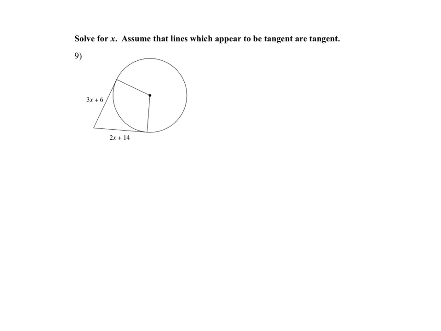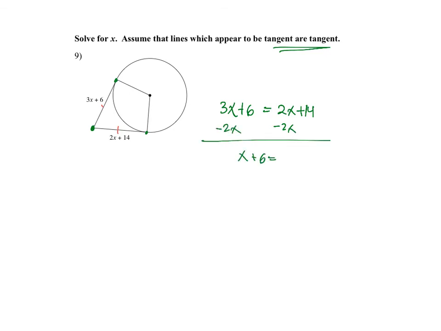Assume that which appears to be a tangent is actually a tangent, right? So now they share this endpoint, they are tangent to the circle right there, so that means that the two segments are congruent. So that means that 3x plus 6 equals 2x plus 14. So minus 2x. So x plus 6 equals 14, minus 6 on both sides. So x equals 8.